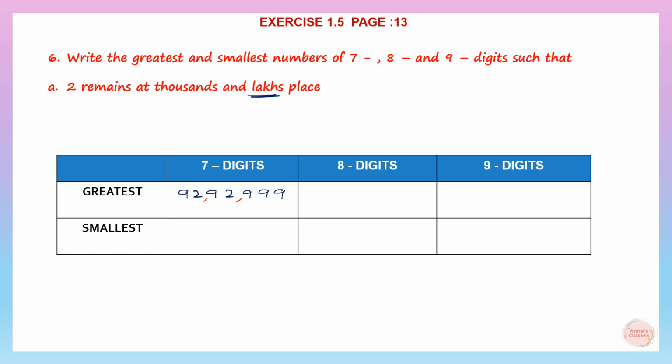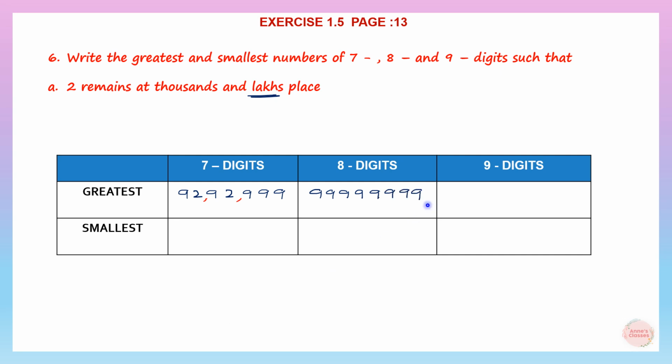So now what do we have? We have 92,92,999. So we've got the greatest 7-digit number with 2 in the thousands and the lakhs place. Similarly, now let's form the greatest 8-digit number first by writing 8 nines. 1, 2, 3, 4, 5, 6, 7, 8. So we've got 8 nines.